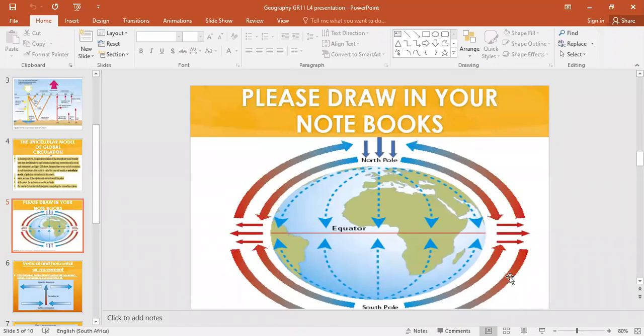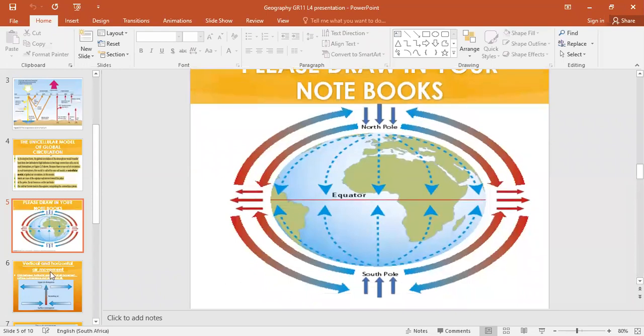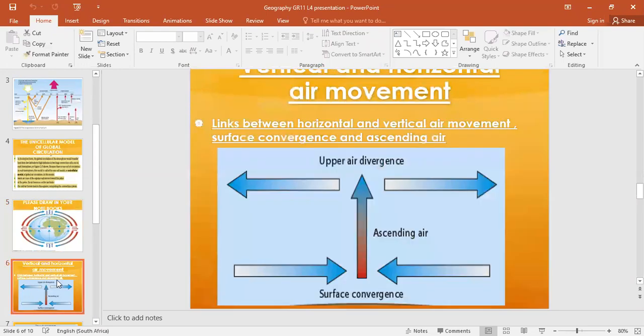Okay, all right. I said you should draw this in your books, so you should draw it neatly, and then when we get back to school next week, I'll check your books and then we'll see if you're doing the correct thing. But if you follow the notes, you should be fine.